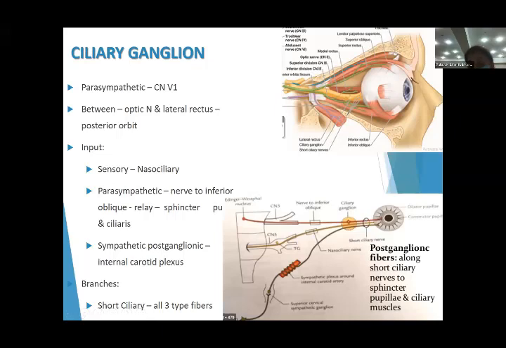ये जो sympathetic fibers है ना, ये पास तो करते हैं short ciliary nerves में से, लेकिन ये sympathetic fibers जो हैं, they go and supply the blood vessels. They are for the supply of the blood vessels. So short ciliary में से तीनों किस्म के fibers पास कर रहे हैं.